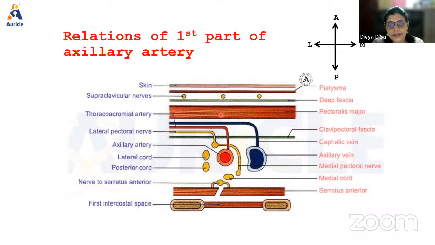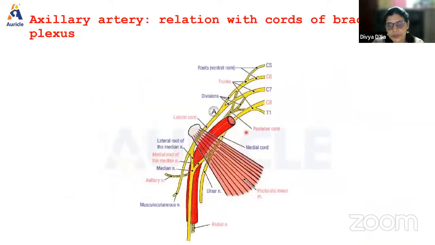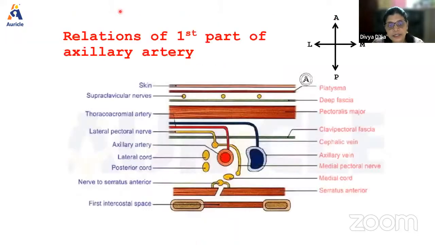here you can see the map. These are the anterior relations, this will be the medial relations, this the lateral relations, and this the posterior relations. So when we take the first part, going from anterior, we have the skin, the platysma muscle, and the supraclavicular nerve, basically in the upper part of the thoracic region. Then we see the deep fascia, and below that will be the pectoralis major muscle.